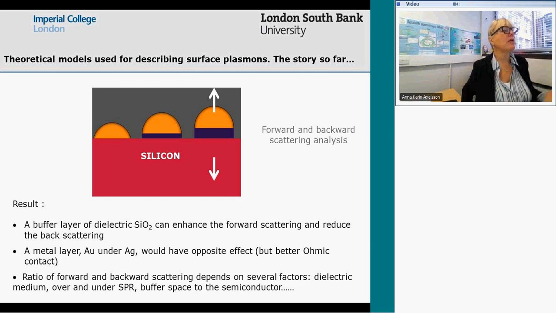And further, we continue our models by looking into, for example, using different buffer layers. Here you can see some hemispheres on a silicon surface, and we have evaluated that just placing your particles on the surface, the more dominant scattering effect is going backwards, so-called backward scattering. But by introducing different thicknesses of a buffer layer of an oxide, we can then increase the ratio of the forward scattering, and this is exactly what we want with the thinning of the solar cells.